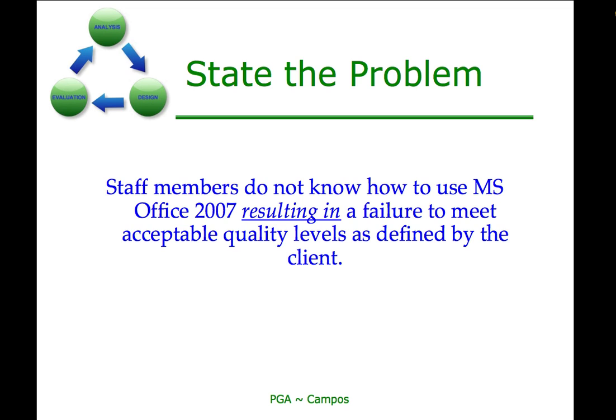Another example, staff members do not know how to use Microsoft Office 2007, resulting in a failure to meet acceptable quality levels as defined by the client. So again, you have just individual performance of these staff members and their lack of knowledge and skill around Microsoft Office 2007, which isn't necessarily a problem unless that translates to a negative organizational outcome. And in this case, it's failure to meet the metrics defined by the client.